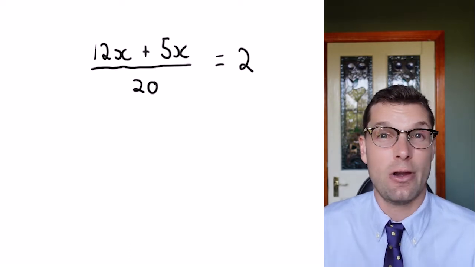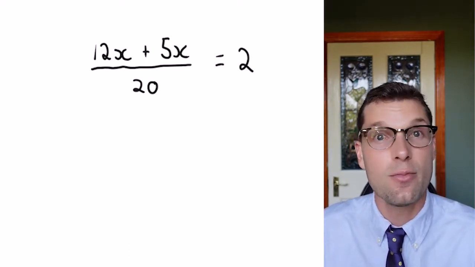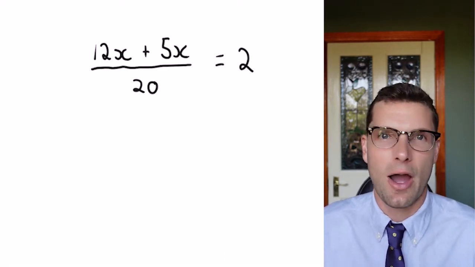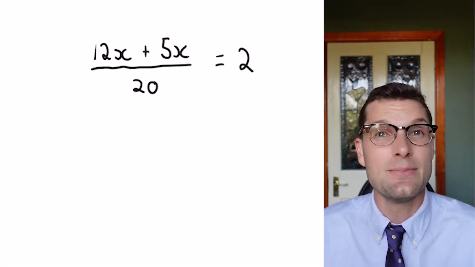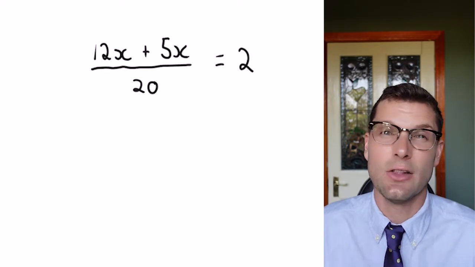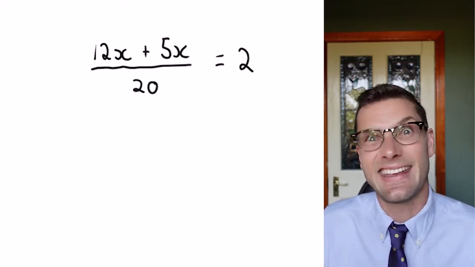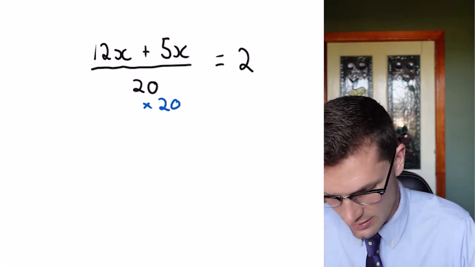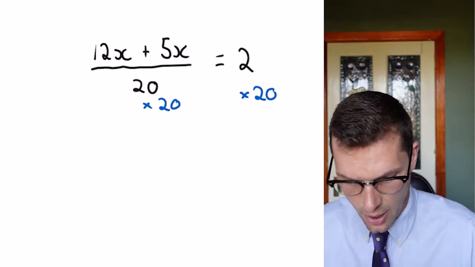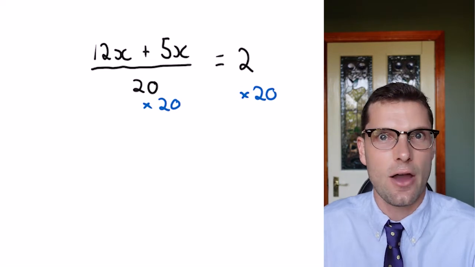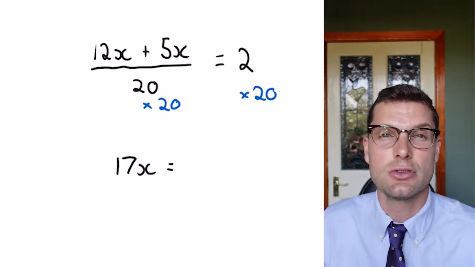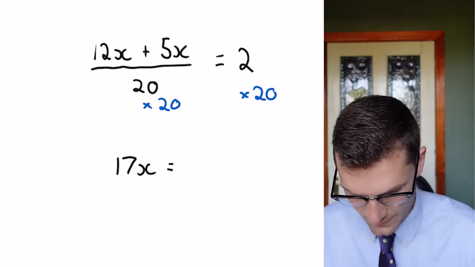Now, in order to get rid of 20 on the bottom, or divided by 20, I'm going to have to multiply both sides by that number. But in the same step, I'm also going to collect my like terms on the numerator. Again, this is just to save a little bit of space. So if I times this side by 20, times this side by 20, I'm going to be left with 12x plus 5x, which is 17x, is equal to 2 times 20, which is 40.